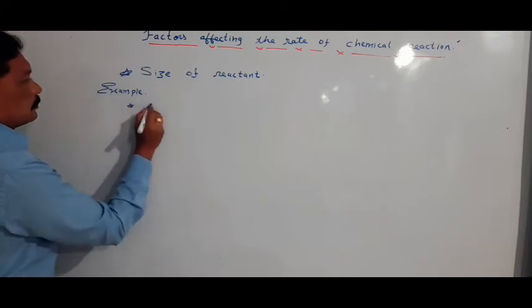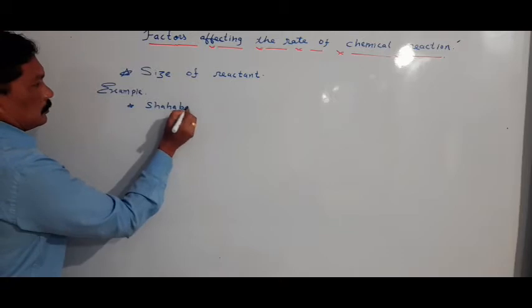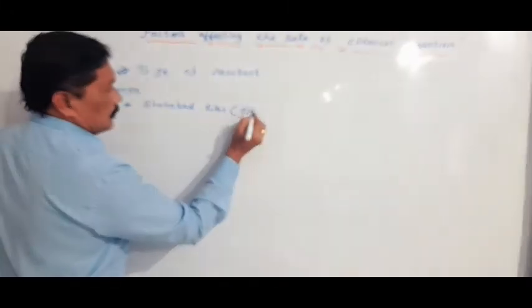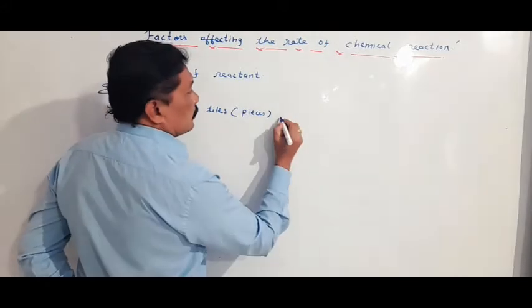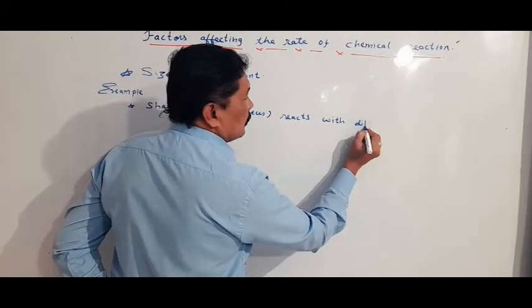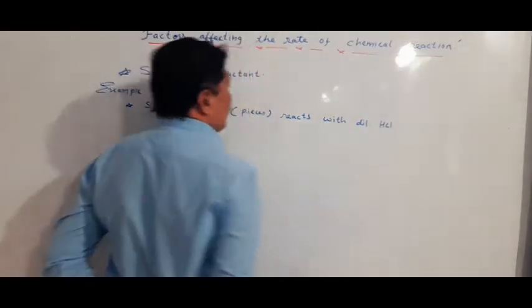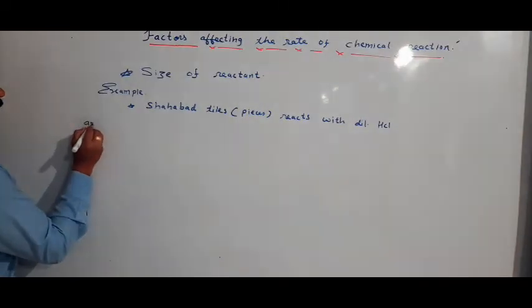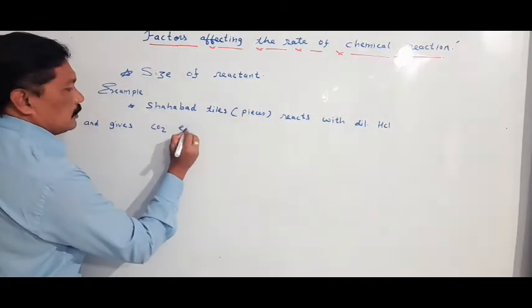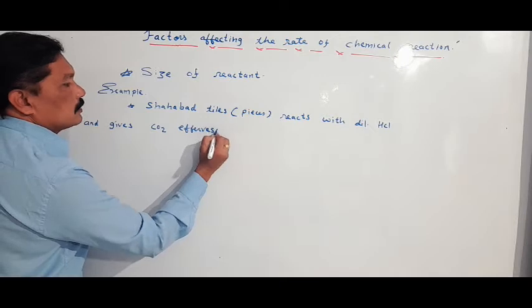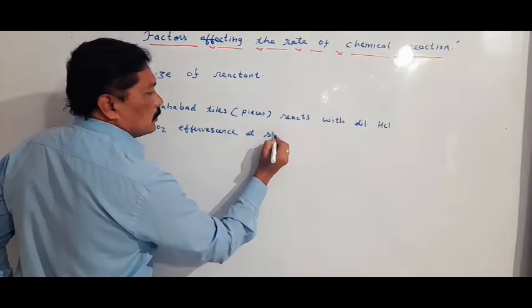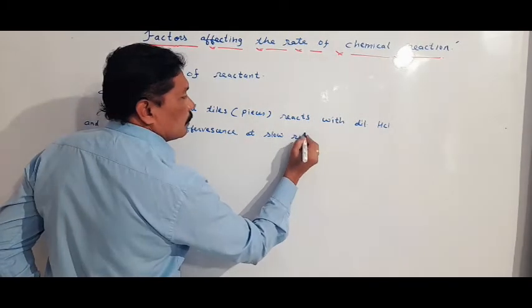Example. Shahabad tile pieces react with dilute HCl and give carbon dioxide effervescence at slow rate.